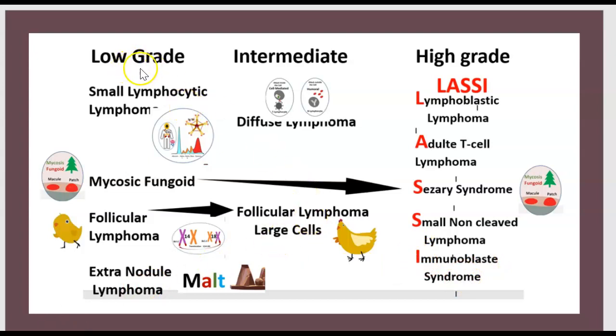3 classes to know: low grade, intermediate, and high grade. Low grade: small lymphocytic lymphoma, mycosis fungoides, follicular lymphoma, and extranodal lymphoma, which is known as MALT. Intermediate: diffuse lymphoma and follicular lymphoma, large cells.